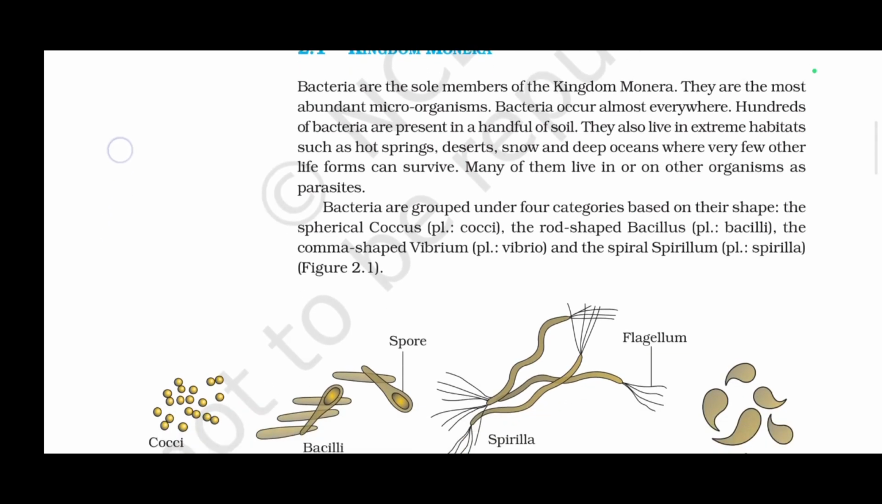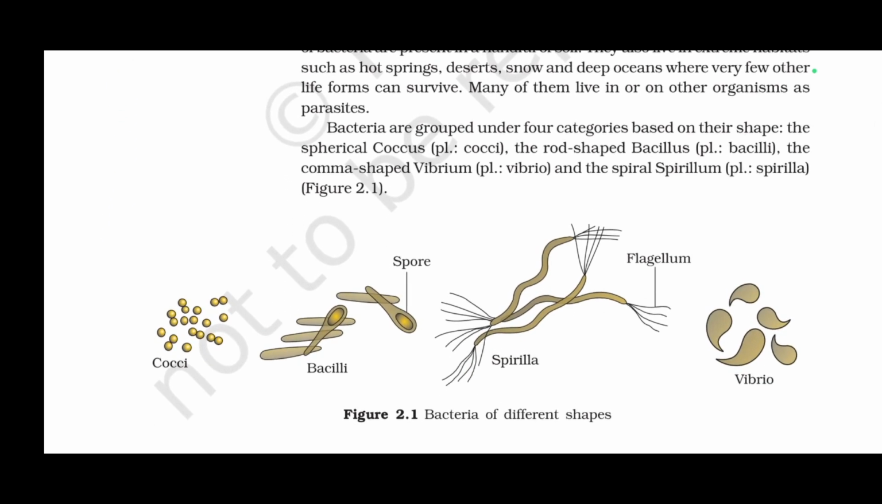Bacteria are grouped under four categories based on their shape: the spherical coccus, plural cocci; the rod shaped bacillus, plural bacilli; the comma shaped vibrio, plural vibrios; and the spiral spirillum, plural spirilla. In the figure, we can see that spores are present in bacilli and flagella are present in spirilla.